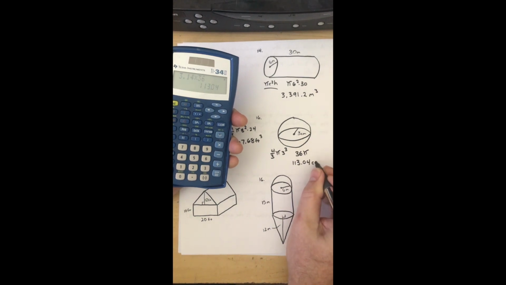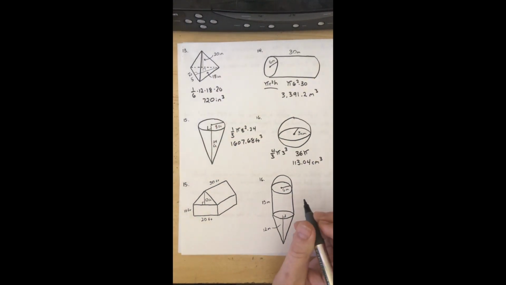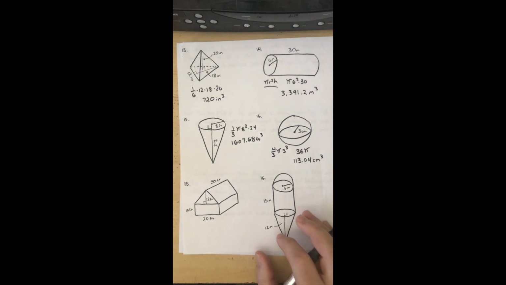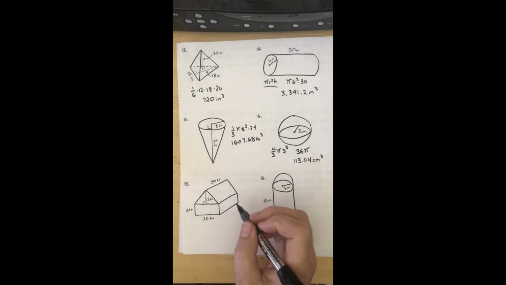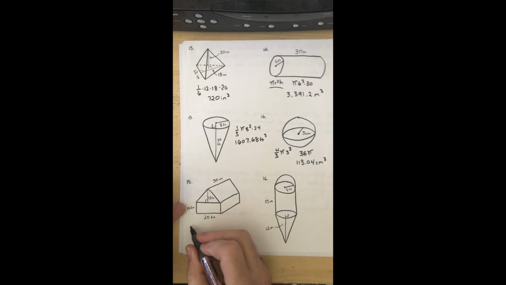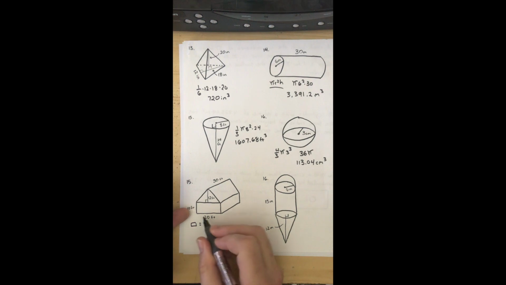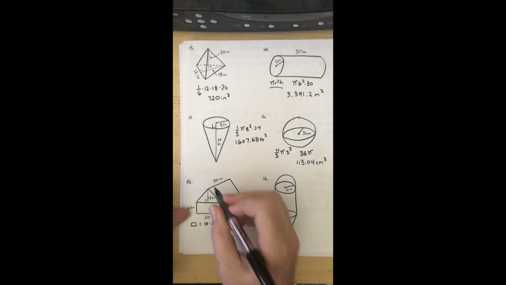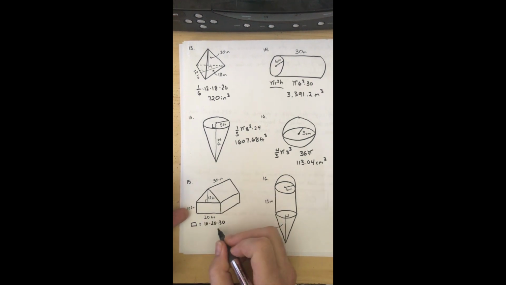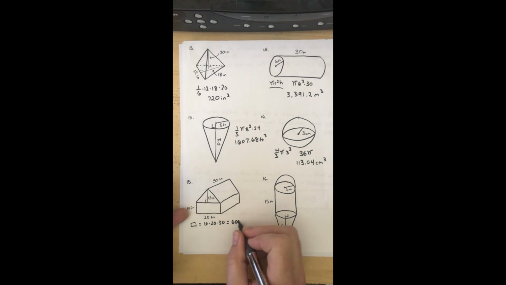0.04 centimeters cubed. All right, still doing volume. I have myself a nice little barn here. So I'm going to do the rectangular prism base is going to be 10 times 20 times the length of 30. That's going to be 600 times 10, which is 6,000.